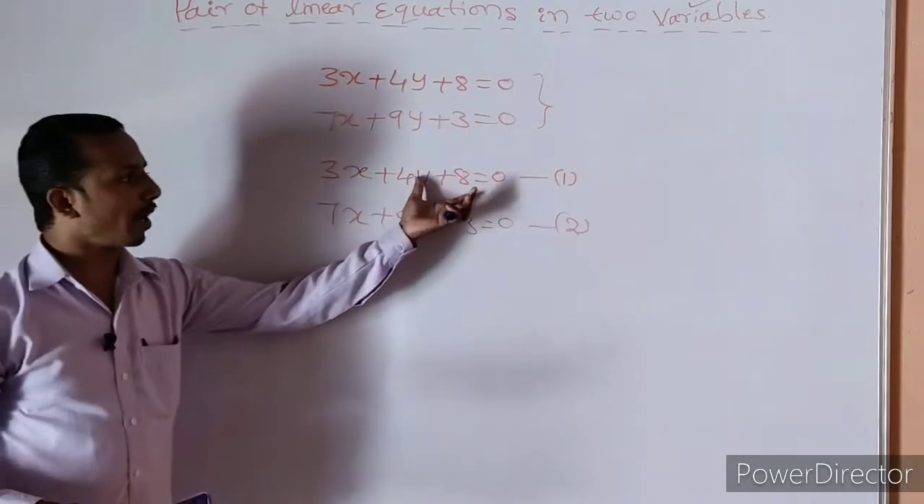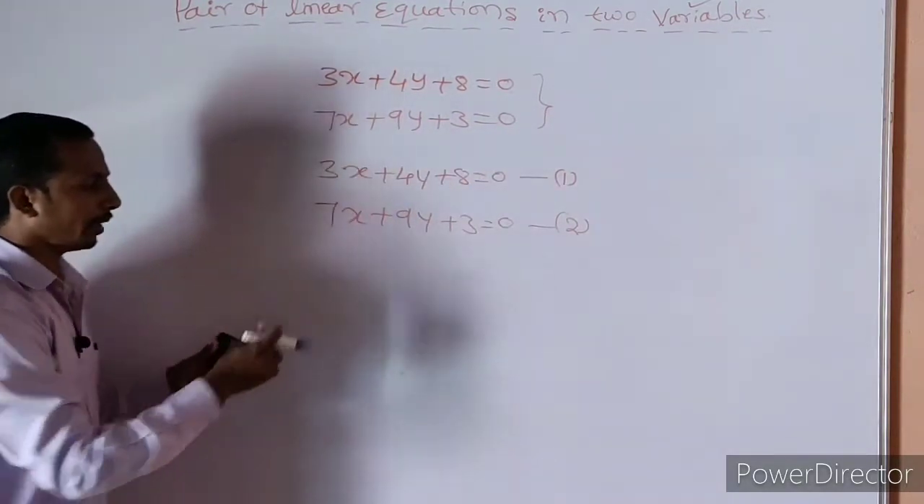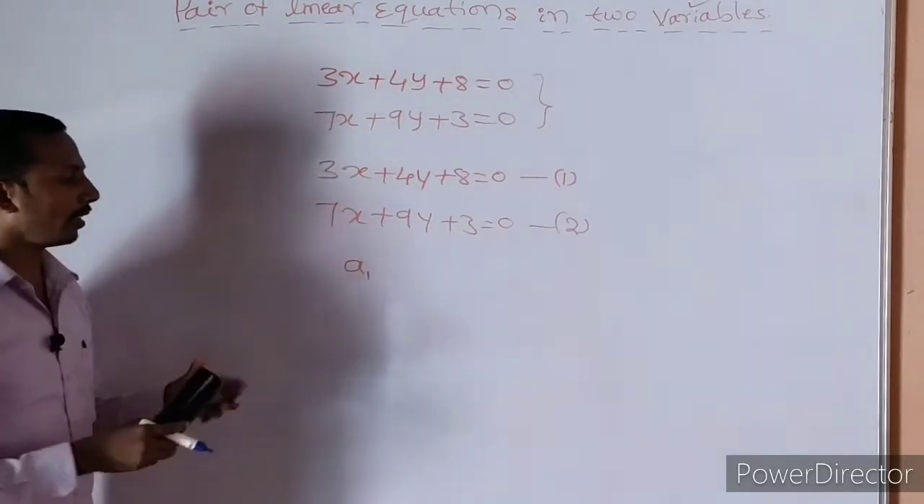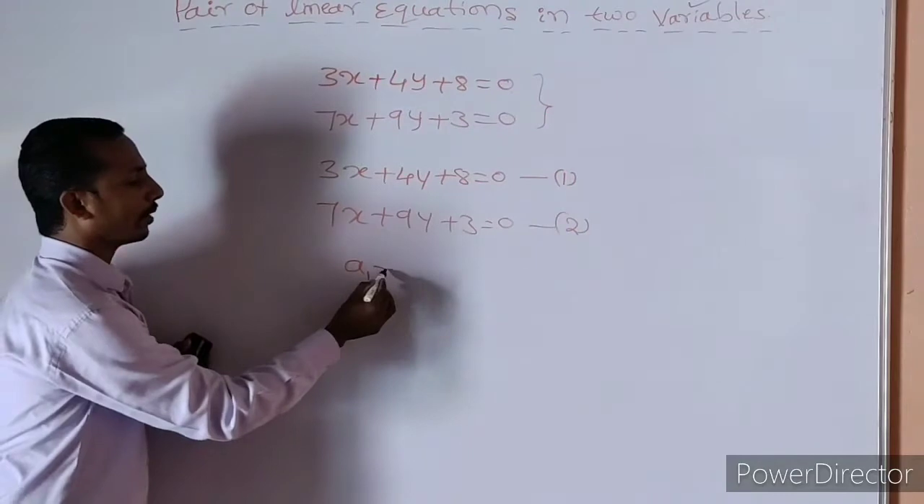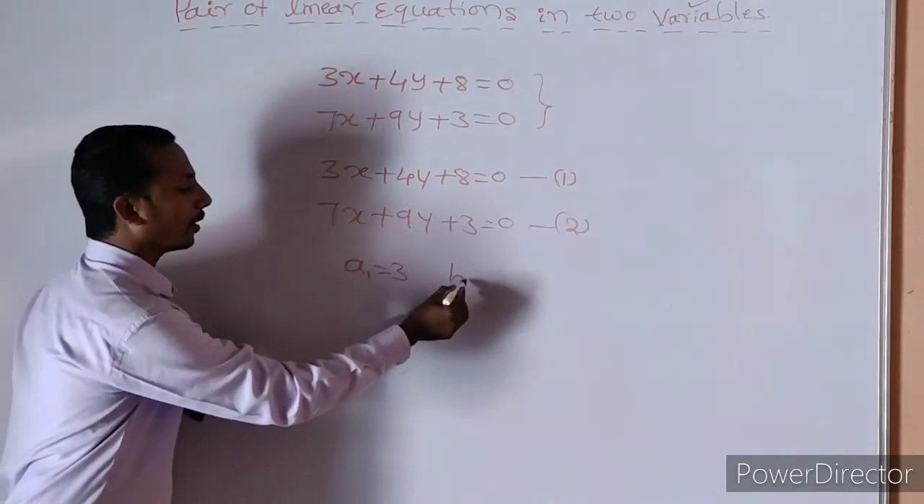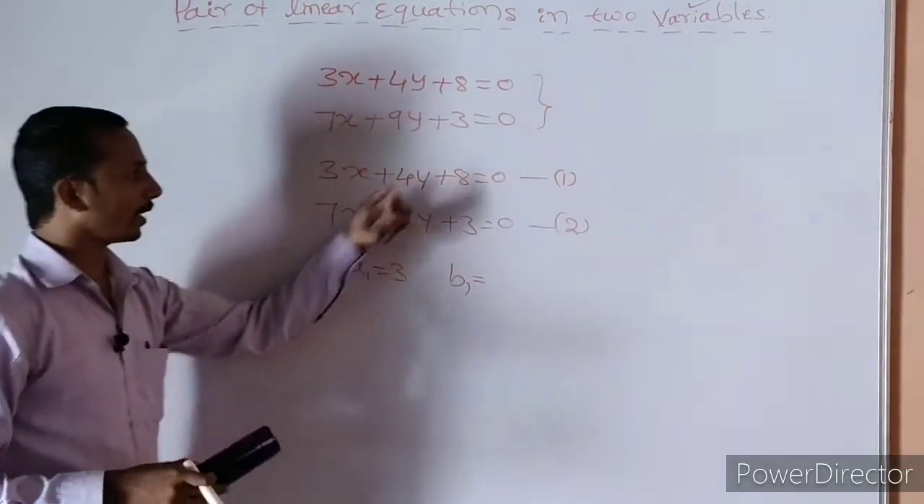In equation 1 we have to write the values of a, b, c. a1 means the a value in the first equation. a1 = 3. b1 means the b value in the first equation, that is 4.